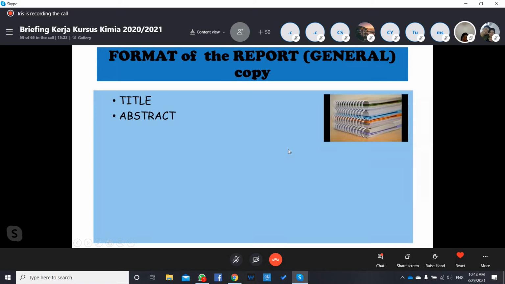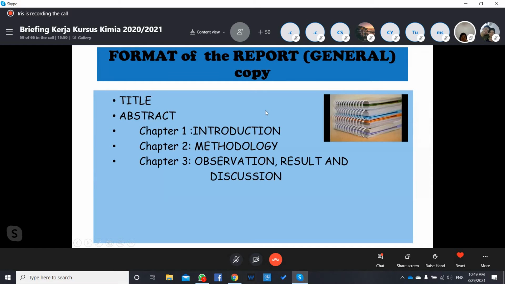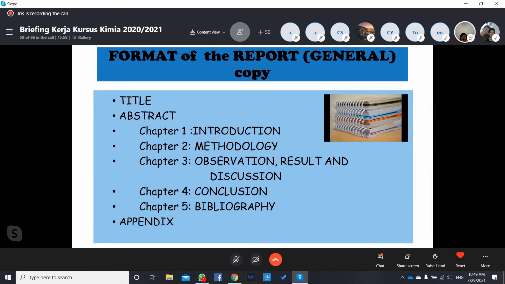So you need to copy and leave it blank in your handout. So generally, when you submit your written project, one group one report. So you have a specific title, you have an abstract, chapter 1 is introduction, chapter 2 is methodology, chapter 3 is observation, results and discussion, chapter 4 conclusion, chapter 5 is the references or bibliography, and finally the appendix, some attachments.